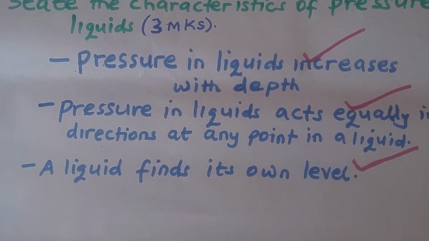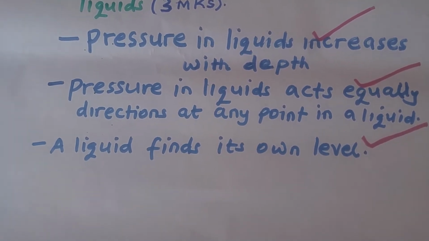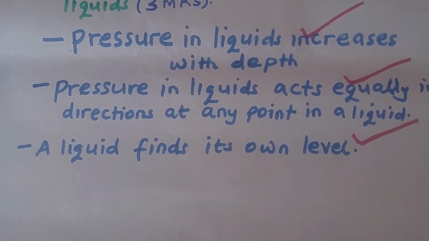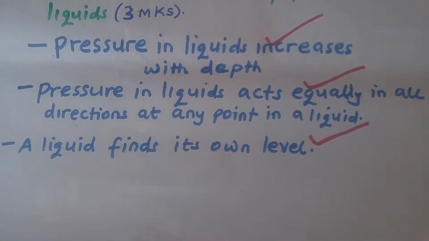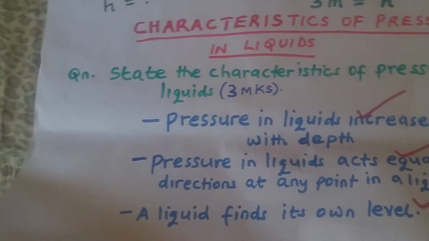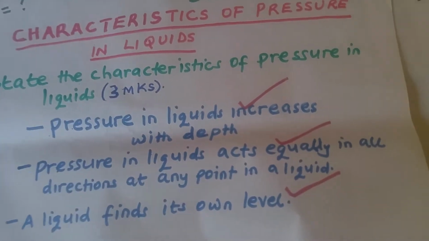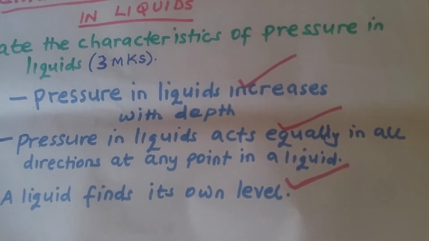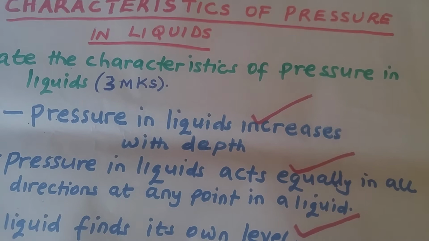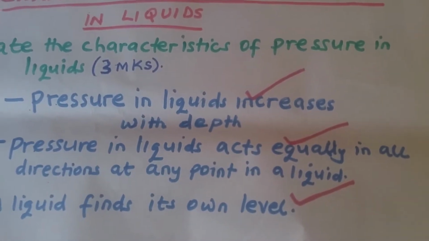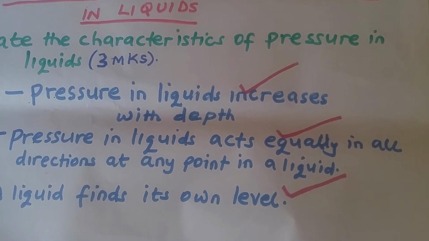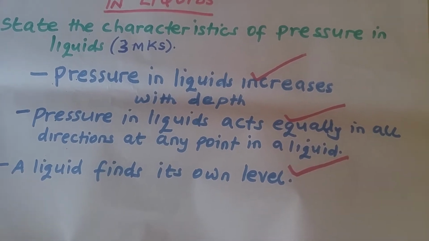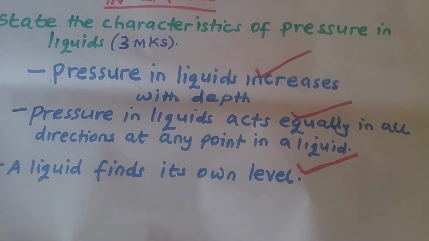And then the third one is a liquid finds its own level. A liquid will always find its own level. So those are the three characteristics of pressure in liquids. So when somebody says, state the characteristics of pressure in liquids, the first one is pressure in liquids increases with depth. Pressure in liquids acts equally in all directions at any point in a liquid. And lastly, a liquid finds its own level. I'm going to explain all these things and you will understand them very, very well.